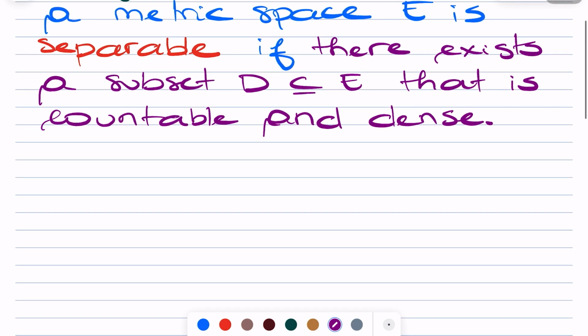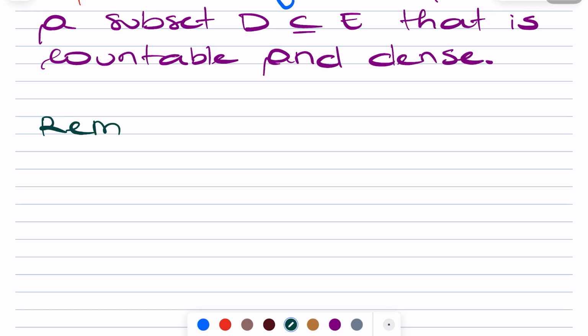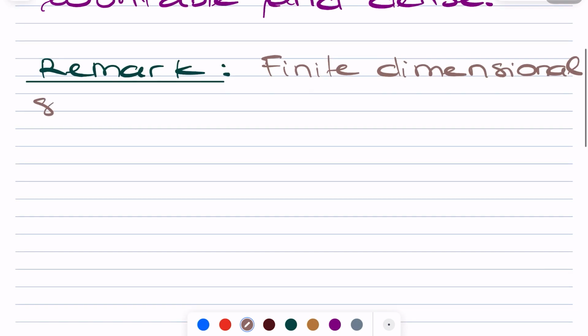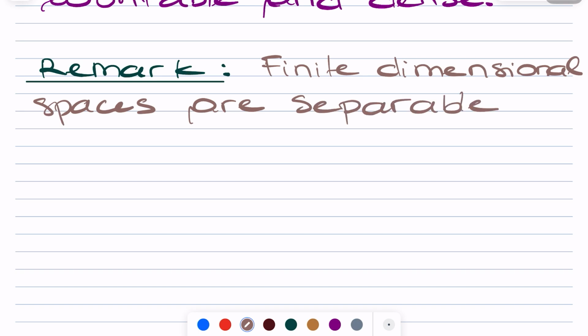Let's have a very short remark. Finite dimensional spaces are always separable. This is due to the fact that if you have a finite dimensional space of dimension n, then it is isomorphic to R^n, and you know that Q is dense in R, so there's basically nothing to prove here.